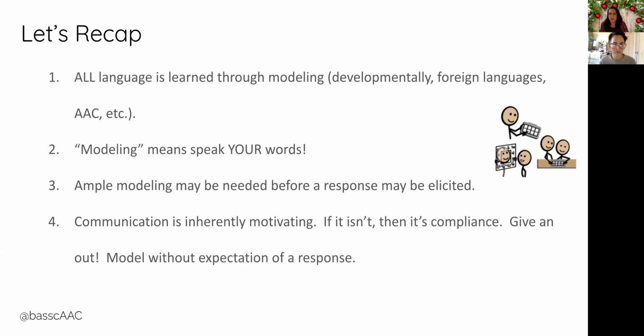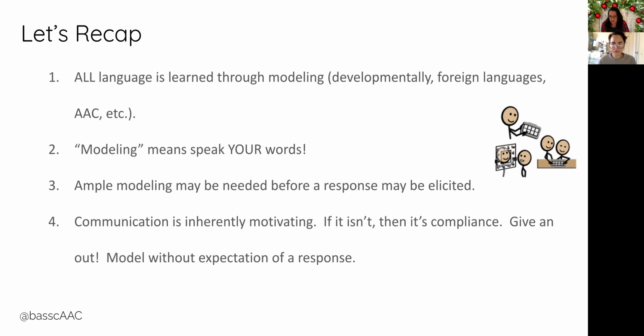That aided language input may be needed before a response may be elicited. We talked a lot about this, that there's going to be hours and hours of us exposing them to vocabulary and the language on their AAC system across environments, across situations, using the words for different purposes of communication function before we can expect them to be able to use it expressively as well. So a lot of learning needs to go into it. Communication is inherently motivating. If it isn't, then it's compliance, and we've backed ourselves into that testing situation, and they're not going to learn near as much.